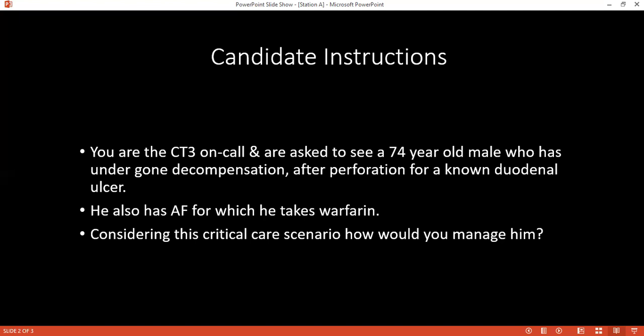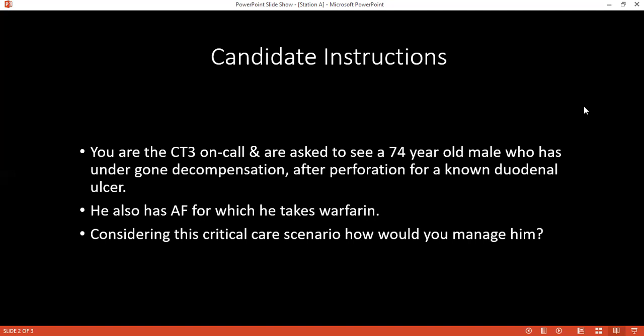Considering that it's a critical care scenario, how would you take care of the fluid requirement of this particular patient? Okay, so for this patient, as he is already on warfarin, so having some problem in the cardiovascular system, so we'll go for 250 ml or 500 ml crystalloid fluid over 15 hours, and then if the response is not good, we can repeat up to 4 times.